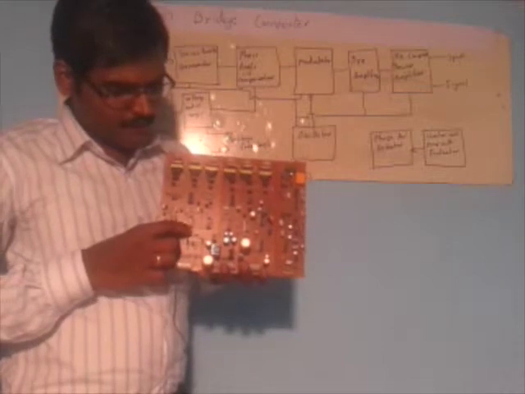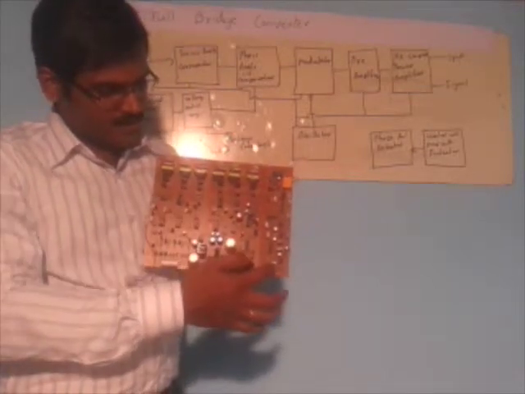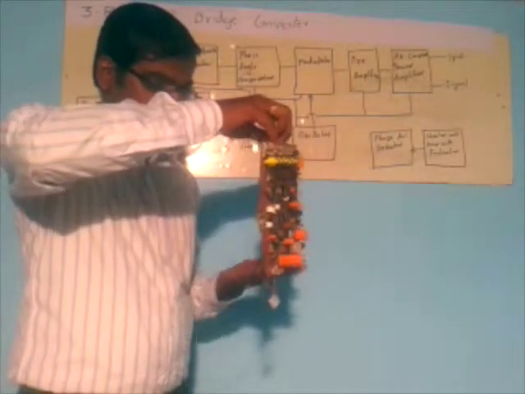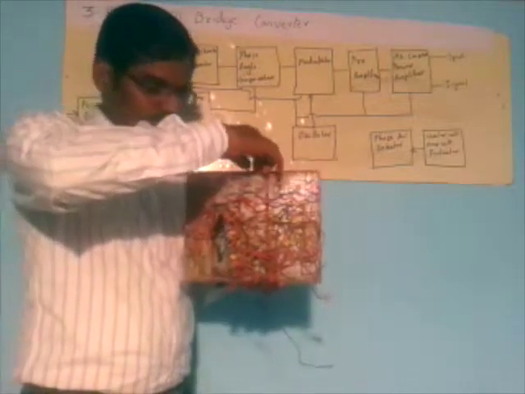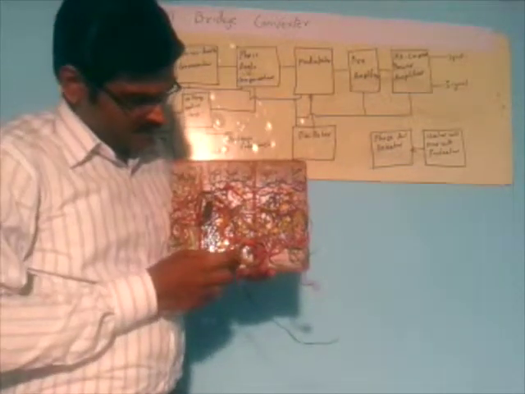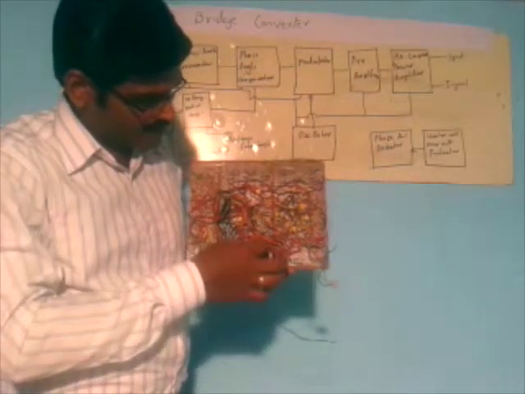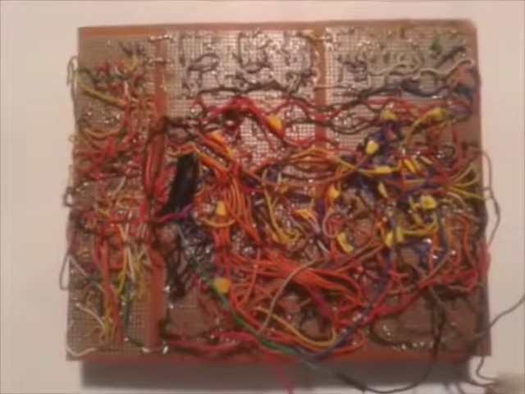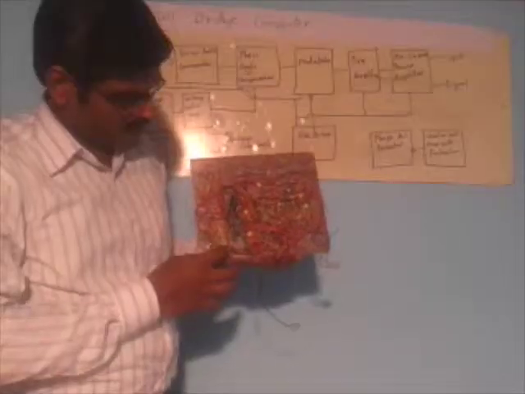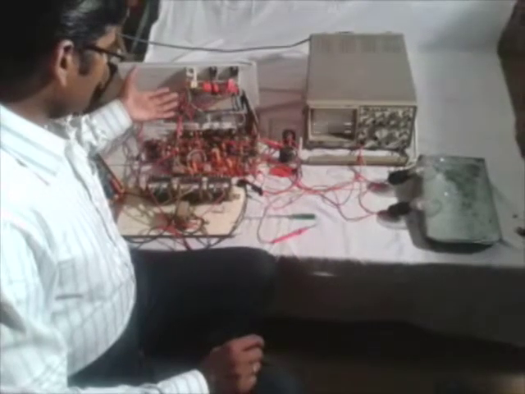We are using 14 integrated circuits. And this is the soldering side, using small pieces of wire for connections. This is our project hardware. Here we can see the power section and the control section also.